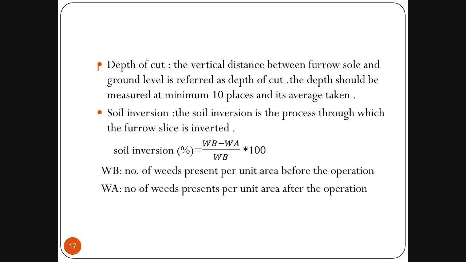Now another parameter is the depth of cut. The vertical distance between the furrow sole and ground level is referred to as the depth of cut, and the depth should be measured at a minimum of 10 places and the average taken. Now the next important parameter is the soil inversion. The soil inversion is the process through which the furrow slice is inverted. For soil inversion we consider the number of weeds present per unit area before the operation and the number of weeds present per unit area after the operation.